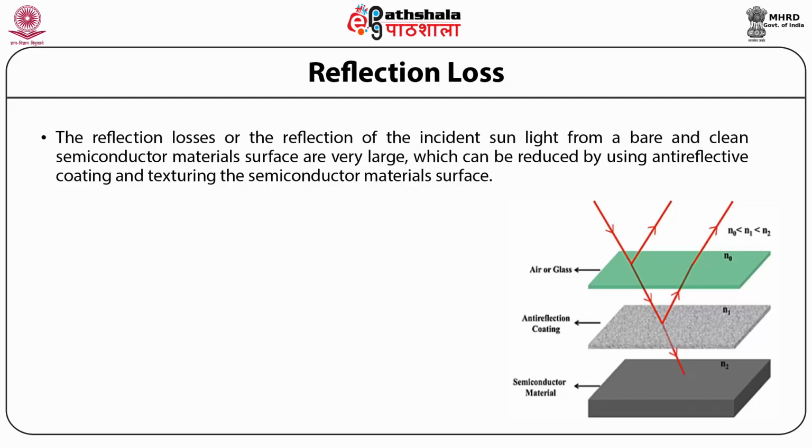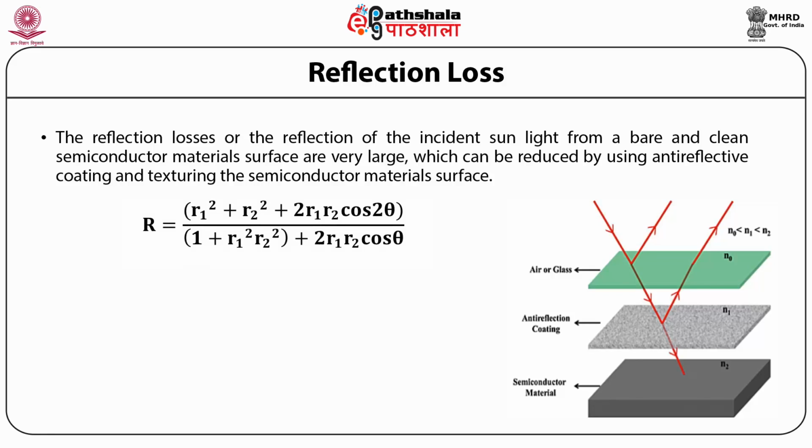Then the expression for the reflection factor, or the reflectance, is given by R equal to r1 square plus r2 square plus twice r1 r2 cos 2 theta, divided by 1 plus r1 square r2 square plus 2 r1 r2 cos 2 theta, where theta is the angle of incidence and r1 and r2 are the reflected intensities at the first interface and second interface respectively, and they are given by r1 equal to n0 minus n1 divided by n0 plus n1, and r2 equal to n1 minus n2 divided by n1 plus n2.